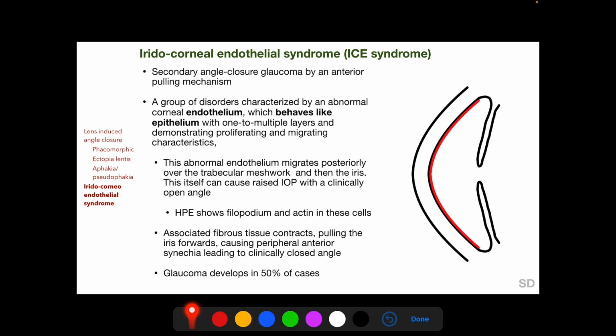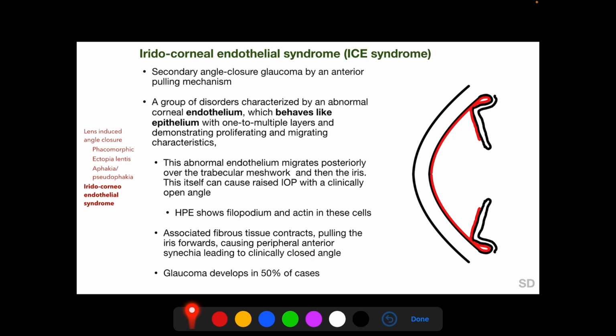This abnormal corneal endothelium behaves like an epithelium and develops the properties of proliferation and migration, as a result of which this abnormal endothelium migrates posteriorly across the anterior chamber angle over the trabecular meshwork and then onto the anterior surface of the iris. This layer over the trabecular meshwork can itself cause raised intraocular pressure with a clinically open anterior chamber angle. But more typically and importantly, the fibrous tissue associated with this abnormally migrating membrane contracts, pulling the peripheral iris forwards towards the cornea, causing peripheral anterior synechia, which leads to a clinically closed anterior chamber angle.